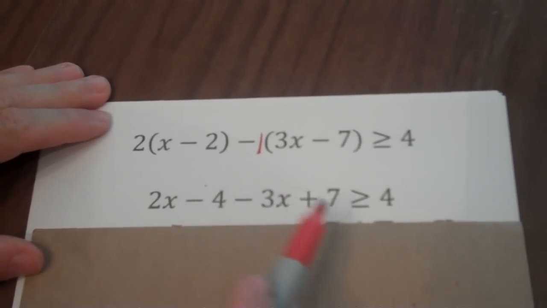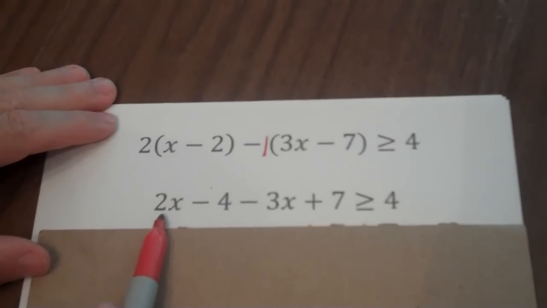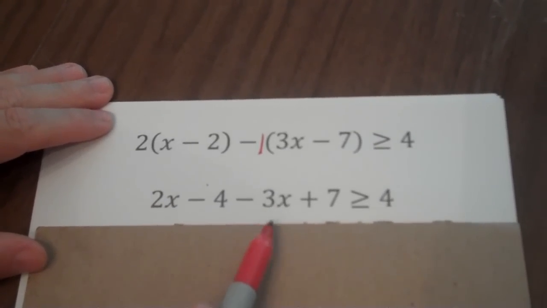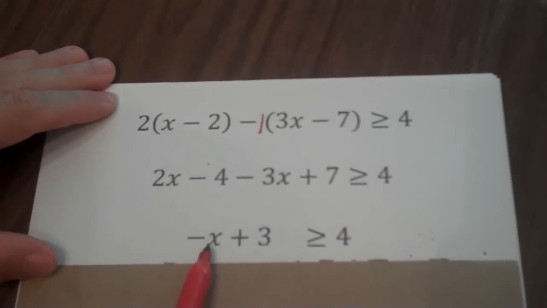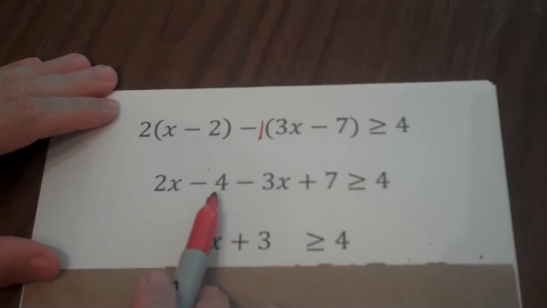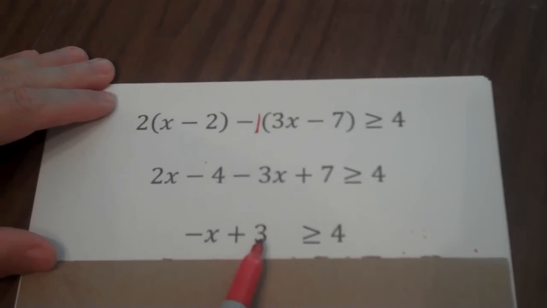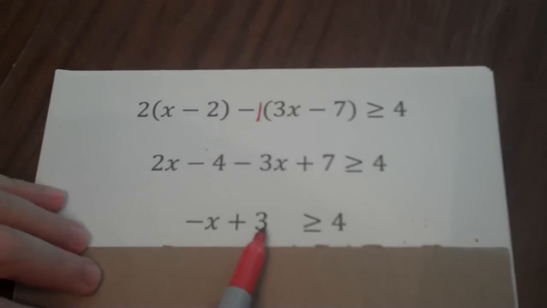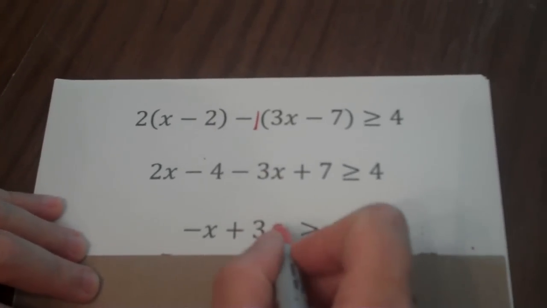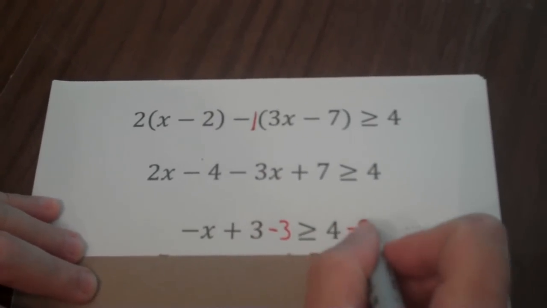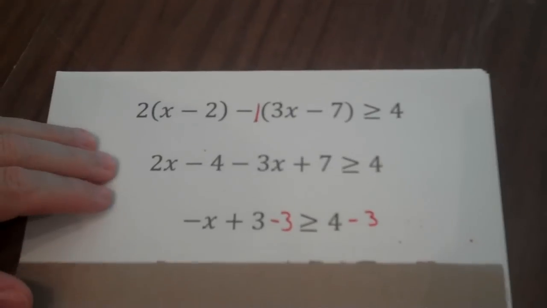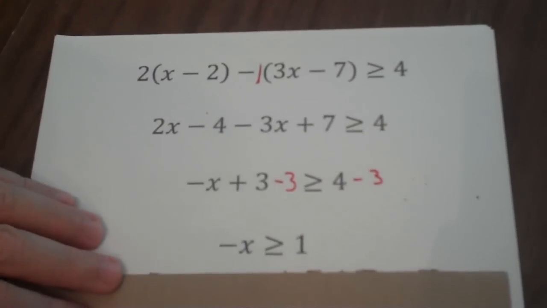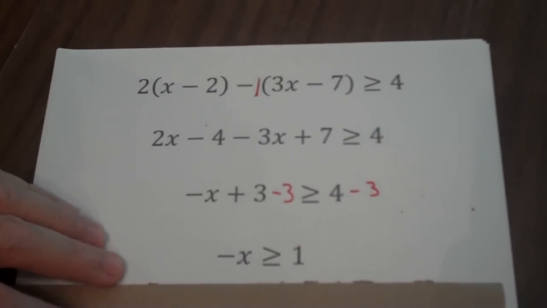Okay, continuing on, I need to combine my like terms, so I have positive 2x's, take away 3x's, leaves me with 1x. And finally, I have negative 4 plus 7 is positive 3. Again, I need to isolate my x, so I'm going to subtract 3 from both sides of my equation, and that'll leave me with negative x is greater than or equal to 1.